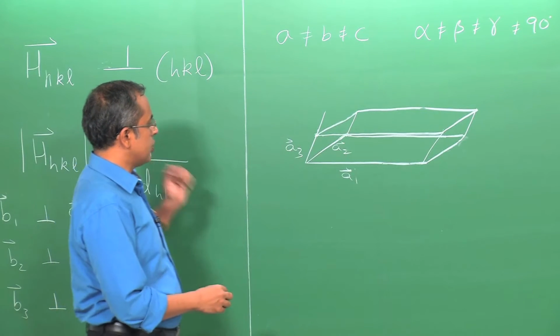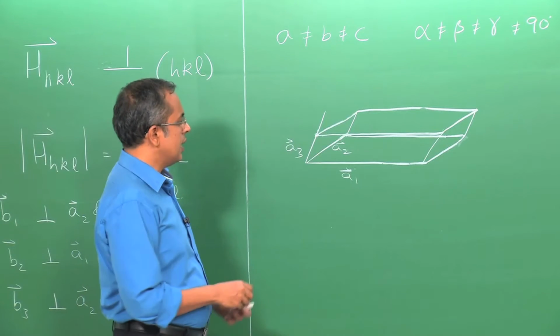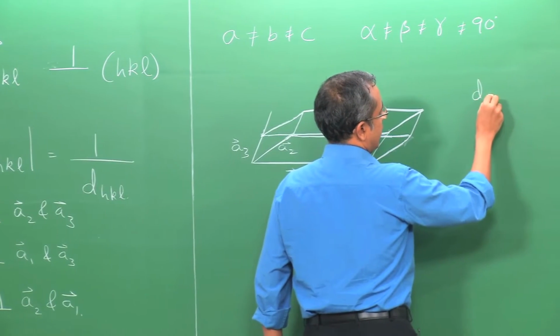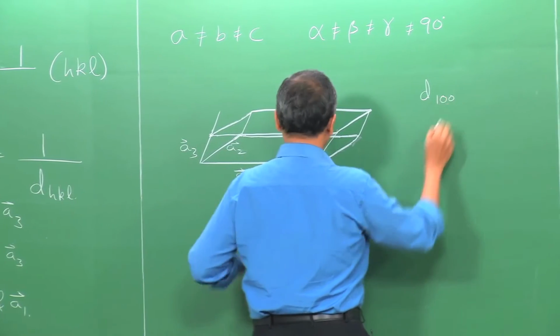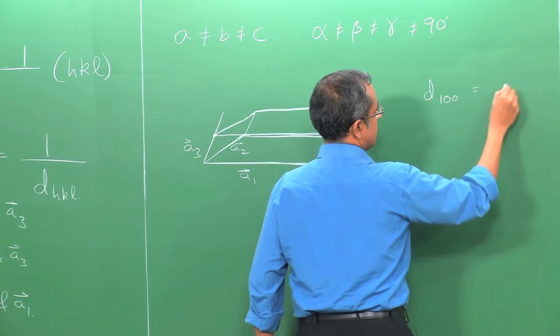So we will follow the same logic, we will first figure out the directions, then we will try to put in the modulus and so on. We will just make some assumption here, we will simply say that the D100, which is along the A1 direction, we will simply say that that is 8 angstroms.